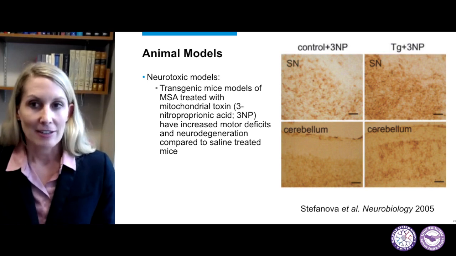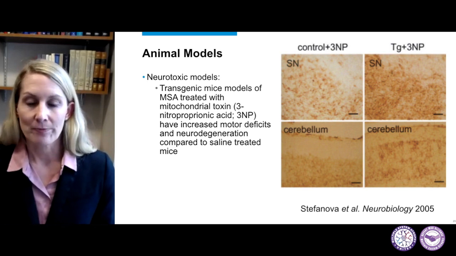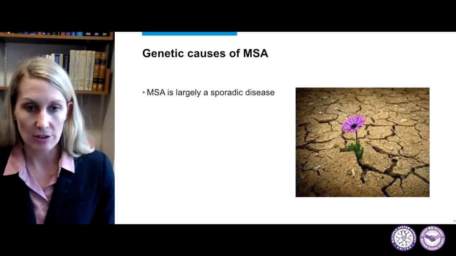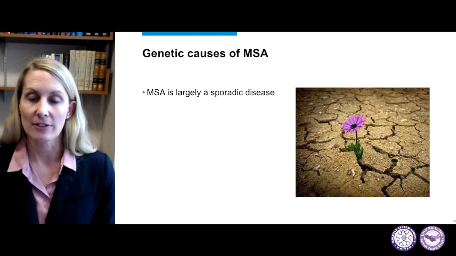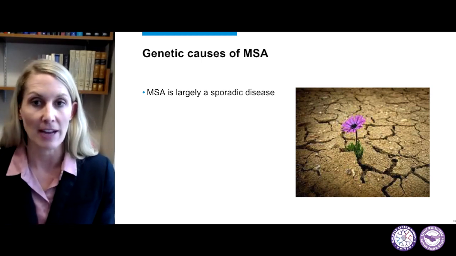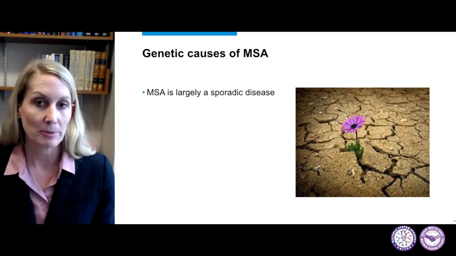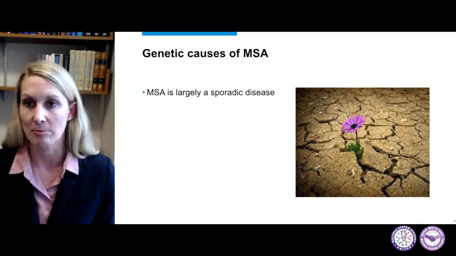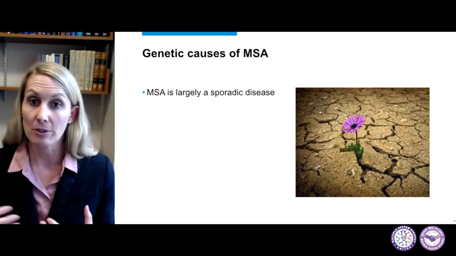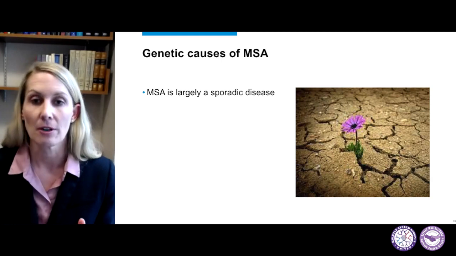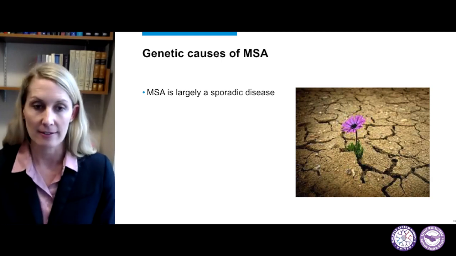So I talked about that predisposition, if you will. And we do know that MSA is largely a sporadic disease. So for the most part, there are not clusters, and it doesn't run in families. But I want to spend a little bit of time talking next about some of the recent genetic advances in multiple system atrophy that could potentially explain why some people have a susceptibility to these environmental toxins.